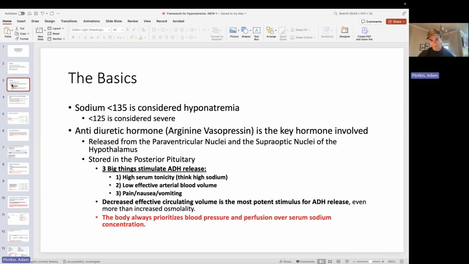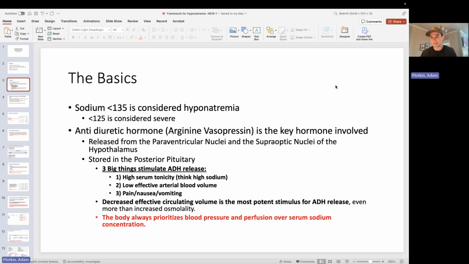So the basics, right? When I consider hyponatremia, that is a serum sodium less than 135. Usually sources will say less than 125 is going to be your severe hyponatremia. Antidiuretic hormone, also called arginine vasopressin, is our key hormone involved here. Remember, this is released from the paraventricular and supraoptic nuclei of the hypothalamus. It then gets stored in the posterior pituitary and then will get released, right?